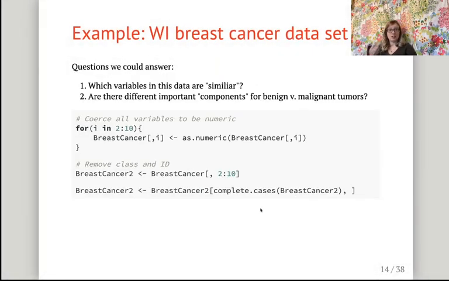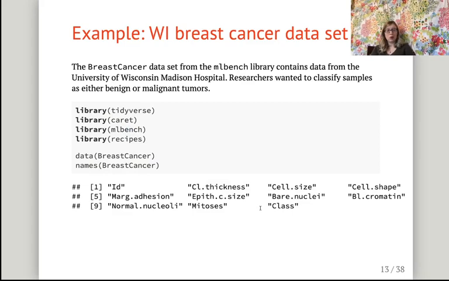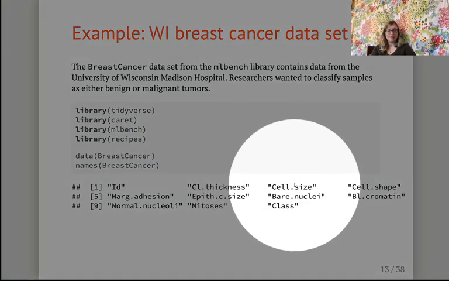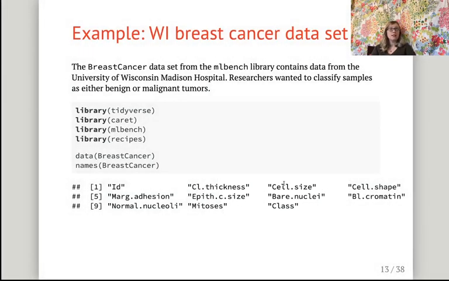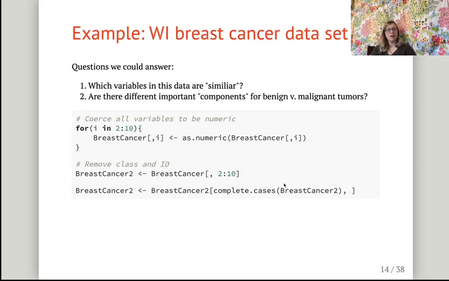So here are some questions that we might want to answer. First, which variables in this data set are similar? Certainly there will be a correlation between, say, cell size and epithelial cell size. Could we measure that correlation and maybe combine those variables into a single variable? And secondly, are there different important components for benign versus malignant tumors? Maybe some components better explain variability for benign tumors versus malignant tumors.